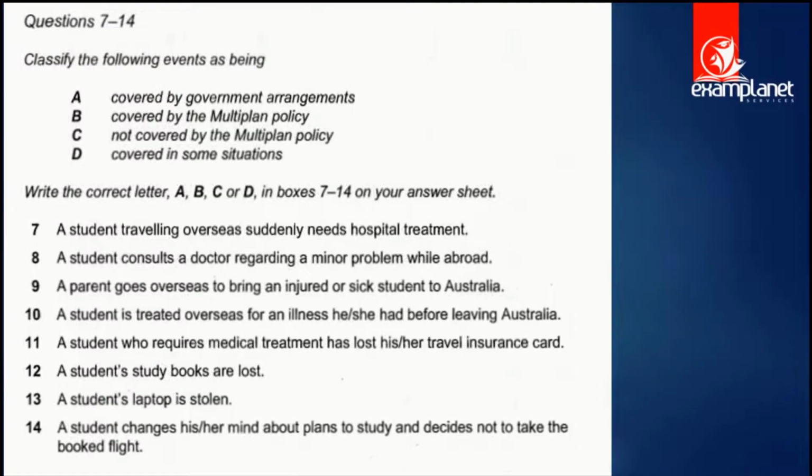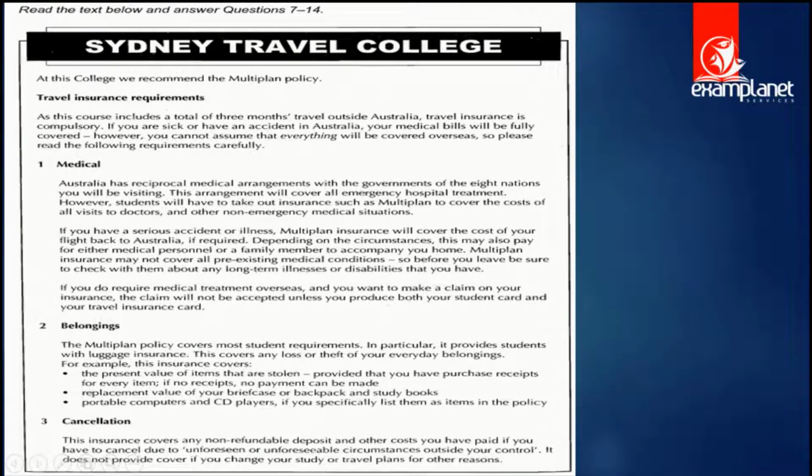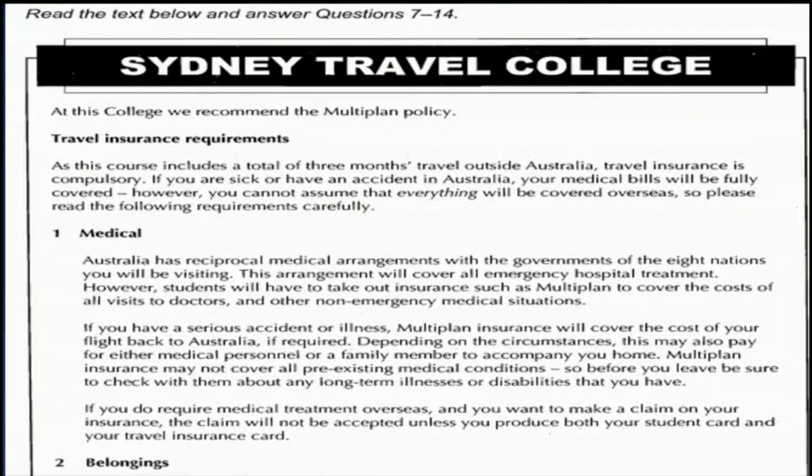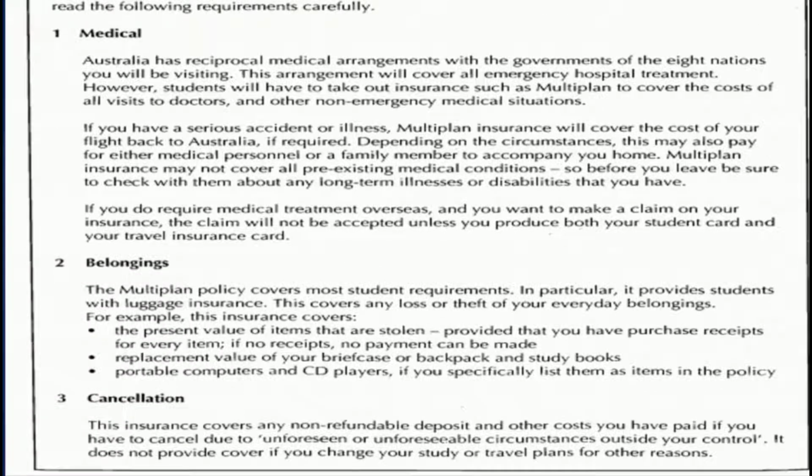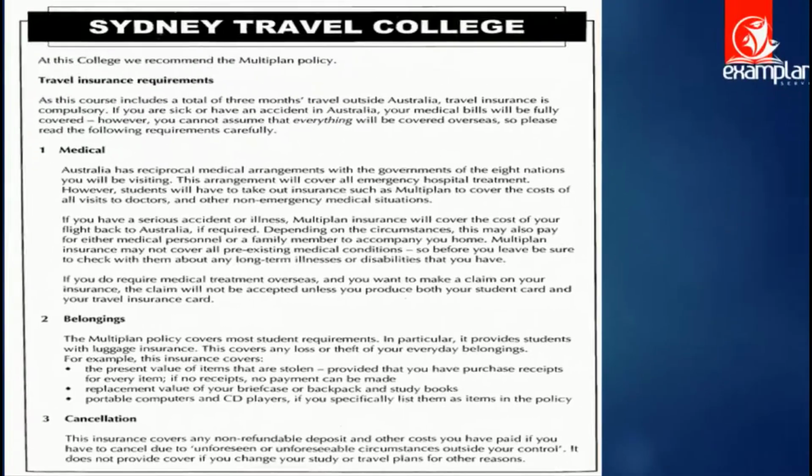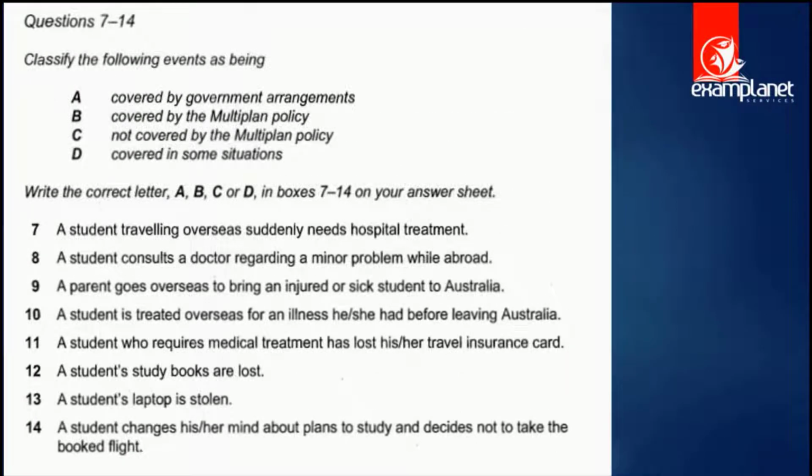The next question, question 13, says a student's laptop is stolen. If you check the passage very well, the next key point there actually answers the question. It says portable computers and CD players if you specifically list them as items in the policy. So that tells us that in some cases, when you list them, the multi-plan will actually cover. That also means that if you don't list them, the multi-plan will not cover it. So the option will be option D, covered in some situations.